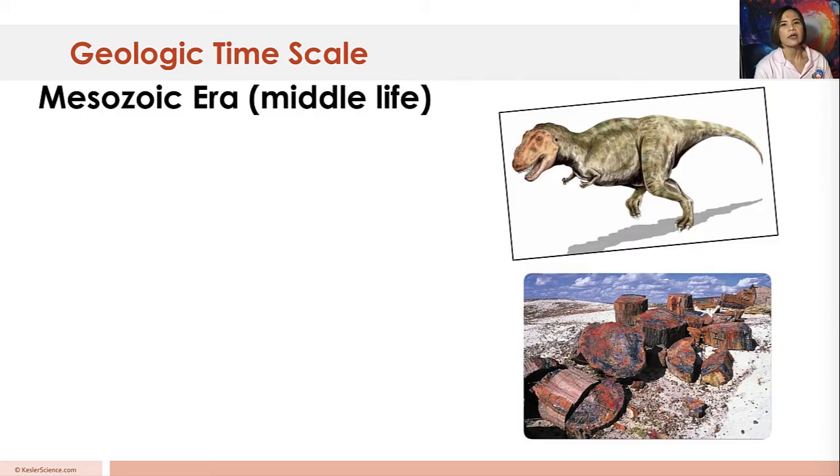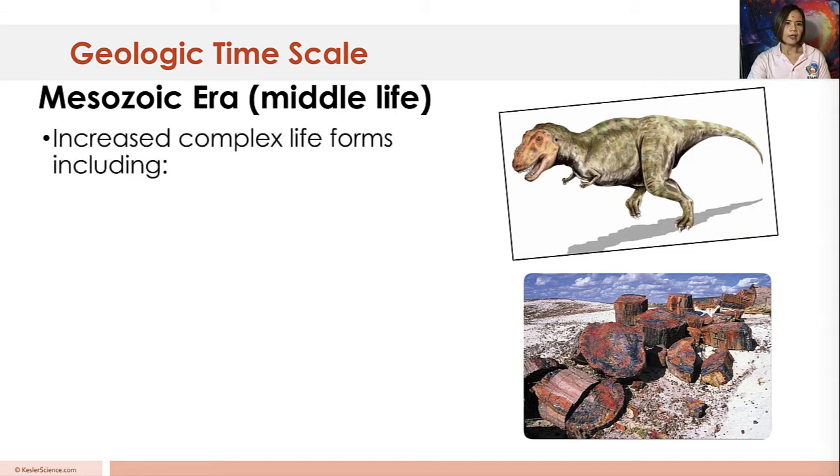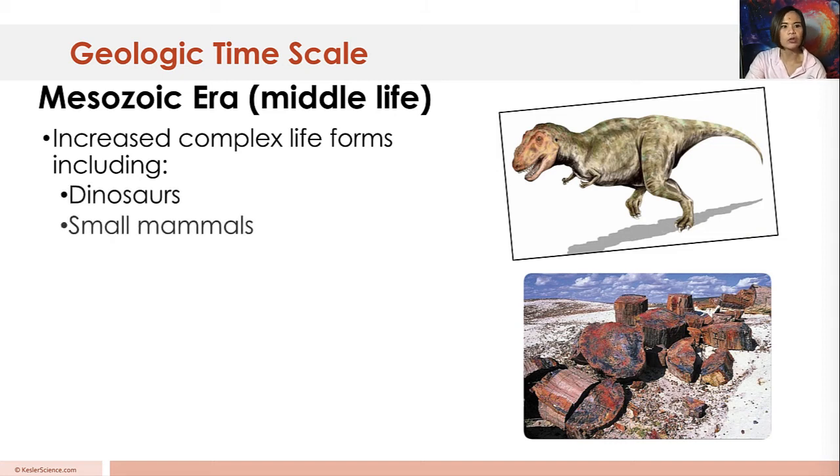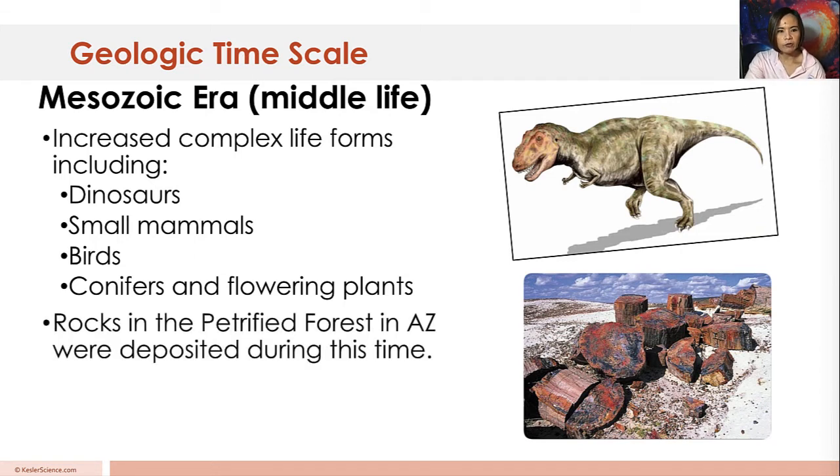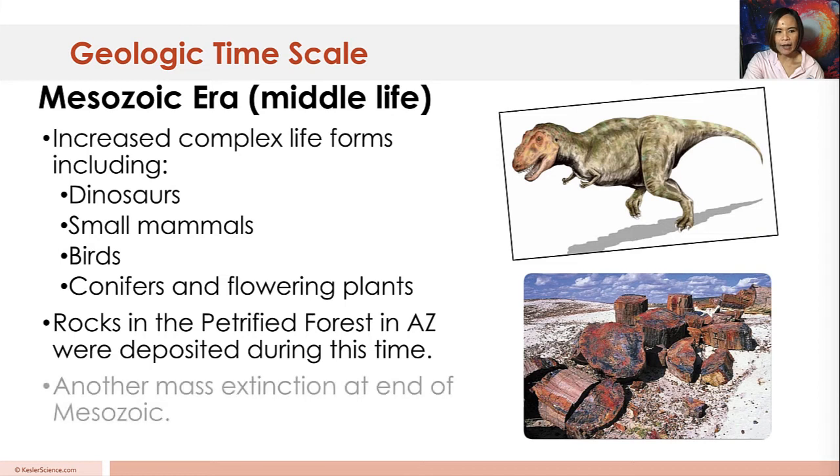Now, the next era is the Mesozoic era. You also call that middle life. This is when increased life forms start developing, including dinosaurs, small mammals, and birds. You also have some conifers and flowering plants, because in the early life the plants were very simple. And of course, the petrified rocks in Arizona, there's a forest of petrified plants, were deposited during this time. And lastly, at the end of the Mesozoic era, there was a mass extinction that ended this era.